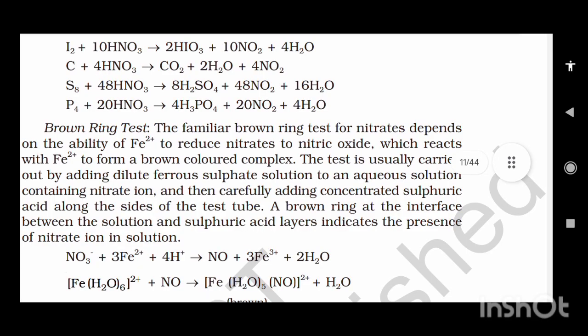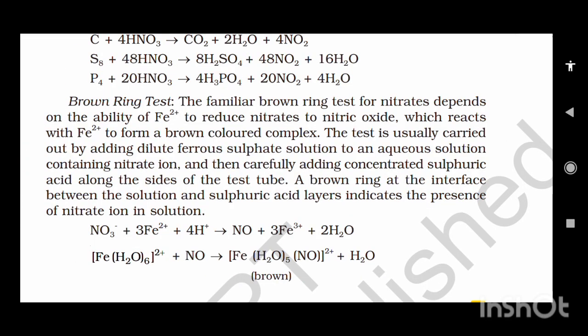Brown ring test. The familiar brown ring test for nitrates depends on the ability of Fe²⁺ ions to reduce nitrates to nitric oxide, which reacts with Fe²⁺ ions to form a brown colored complex.